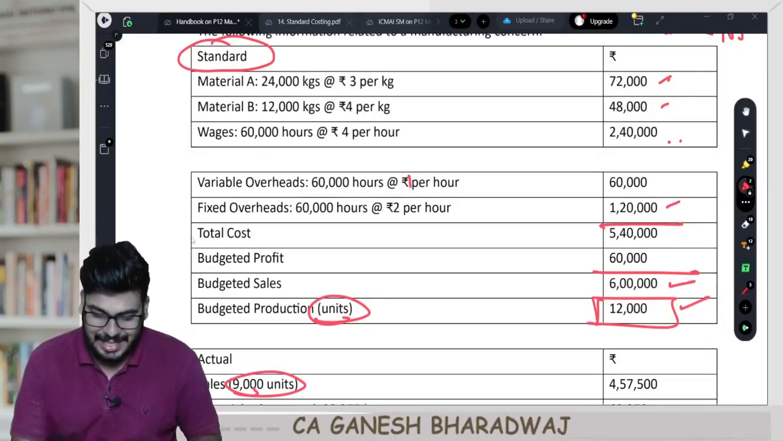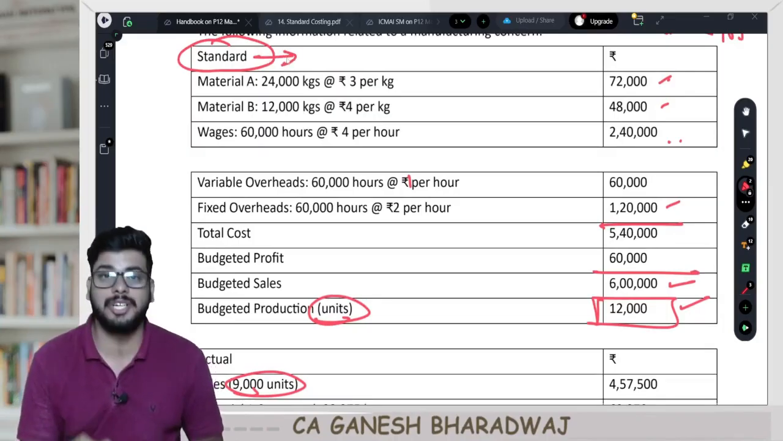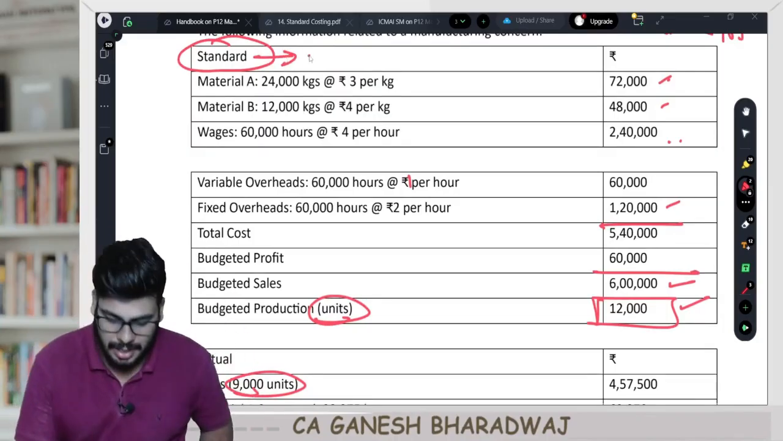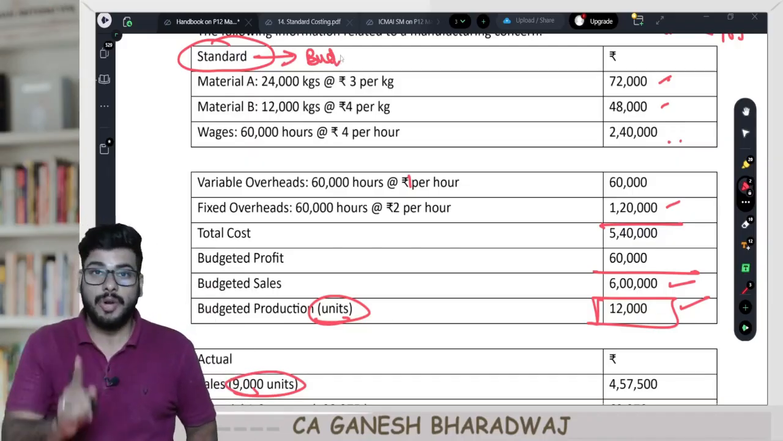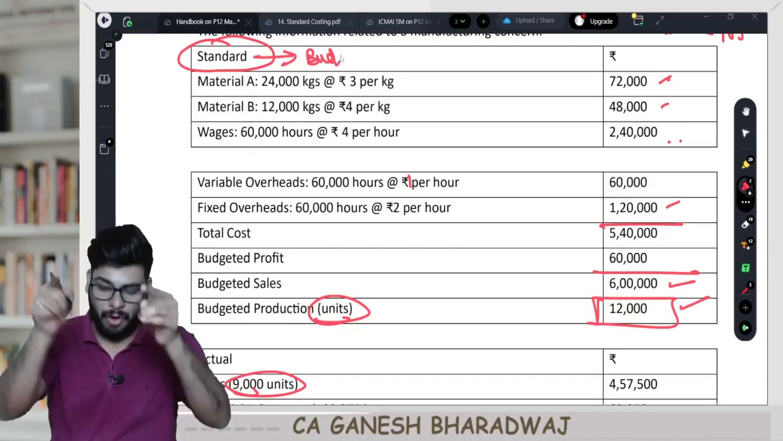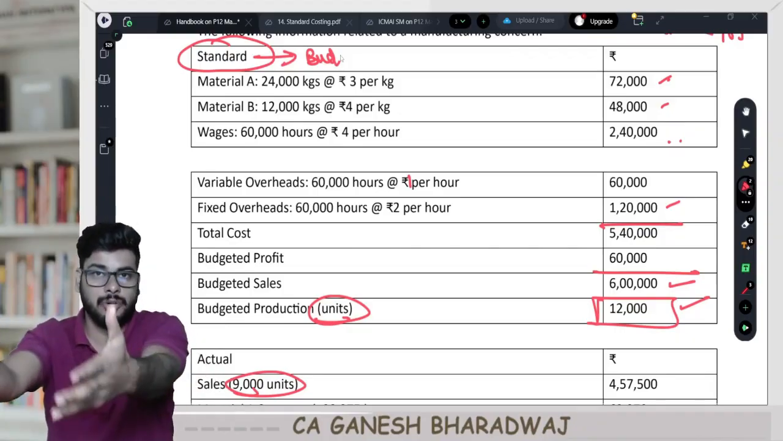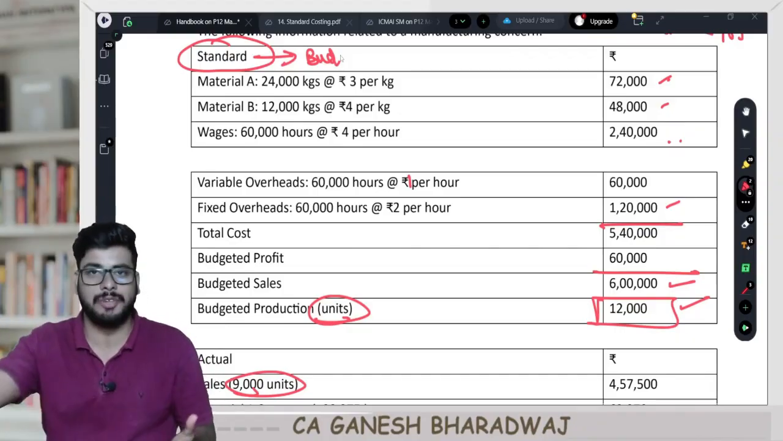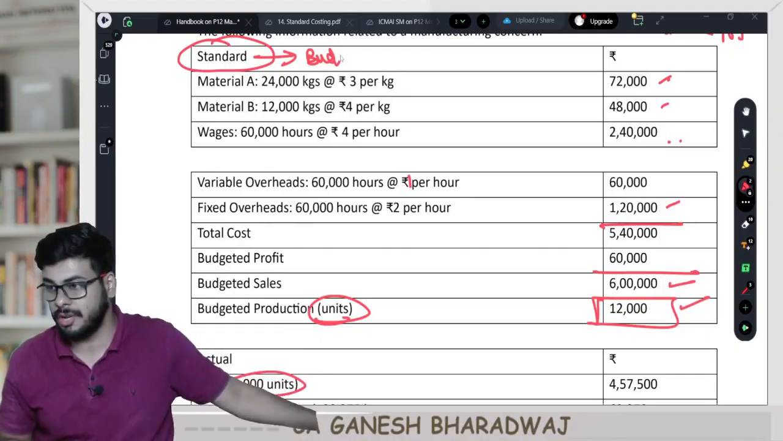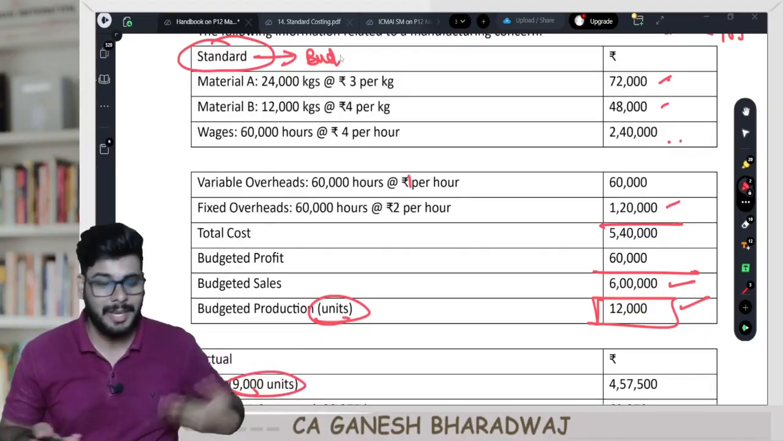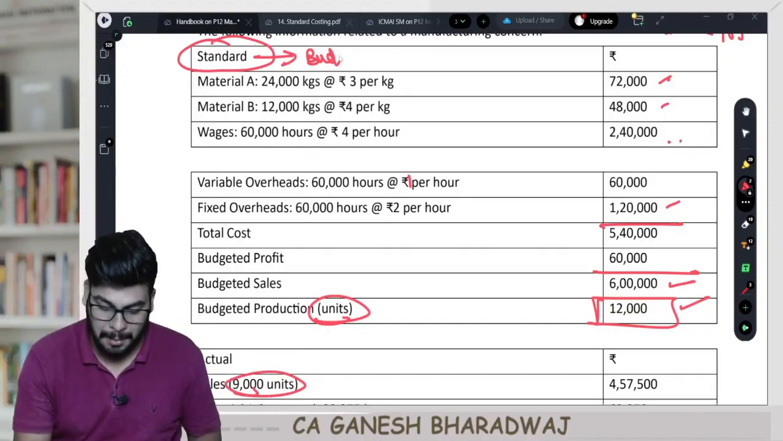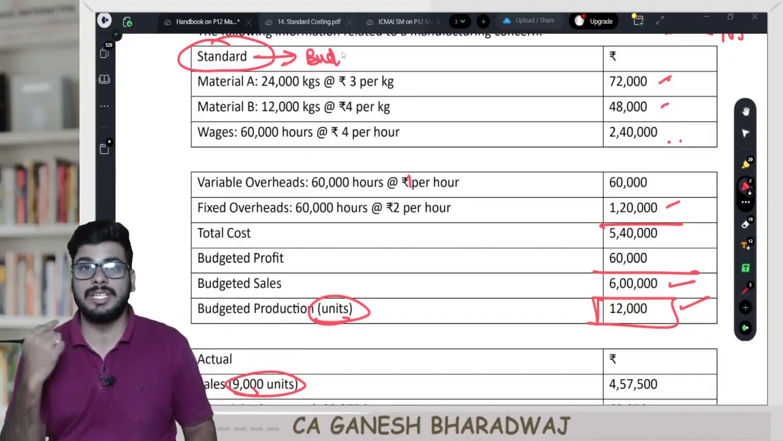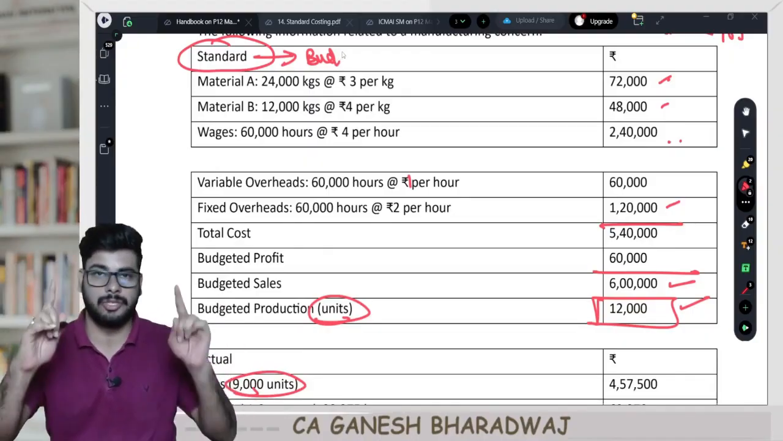Basically this data, the word they have used, standard, is actually not standard, it is budget. Why? Had it been standard data, this would have been for the actual production. For you to actually produce and sell 9,000 units, what should have been the cost you should have incurred? That's how it should have been. It is not like that. It is pertaining to a different volume level. So clearly it's budgeted data. They have given the word standard as a trap. Clear with this? Don't fall for it.